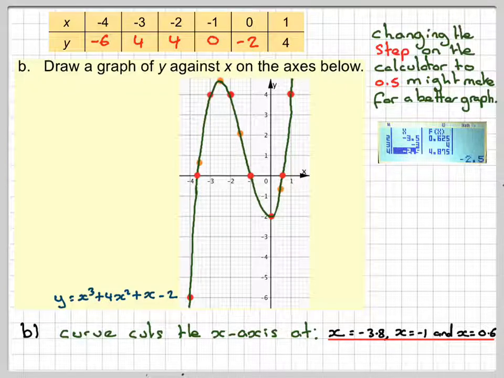So this has been a video to show you how to use the table function on your calculator to draw a cubic function to create the table, and then find where the curve cuts the x-axis.